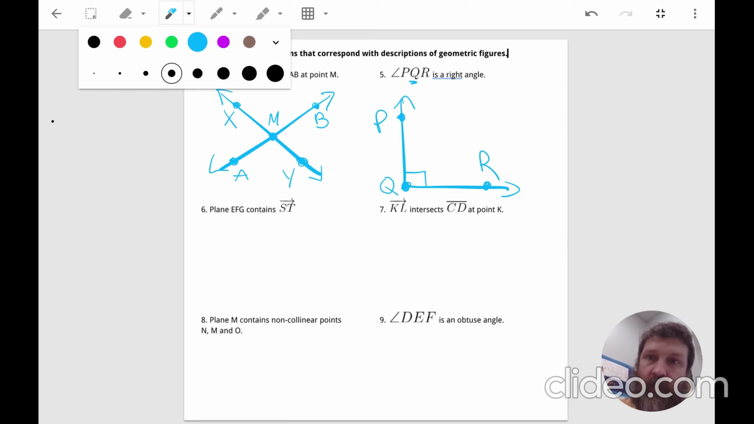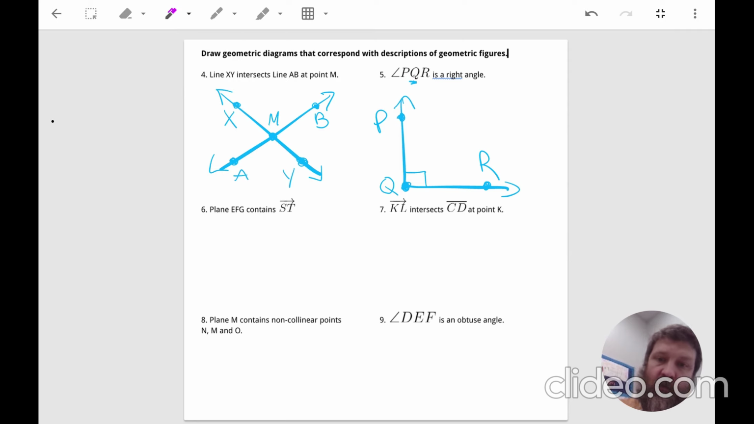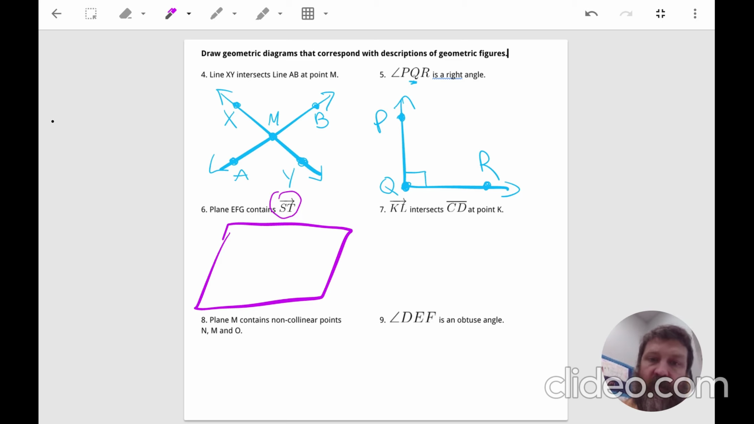All right, next, let's look at number 6. We have a plane EFG, and it contains ray ST. This is a ray. This is from your notes. This symbol means a ray, which tells me that this has one end where there's an arrow and the other end that does not continue on like you see in the previous 2.